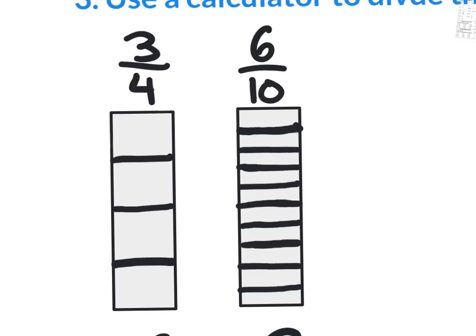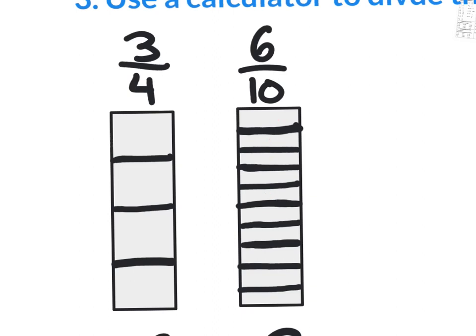Now the denominator, the bottom number, tells you how many equal pieces to divide the whole into. So I have a 4 here. That means that I need to divide it into 4 equal pieces, and that's what I did already. 1, 2, 3, 4. So if this would have been a 5, I'd have to chop it up into 5 pieces. If it were 10, like over here, I had to chop it up into 10 pieces. 1, 2, 3, 4, 5, 6, 7, 8, 9, 10.